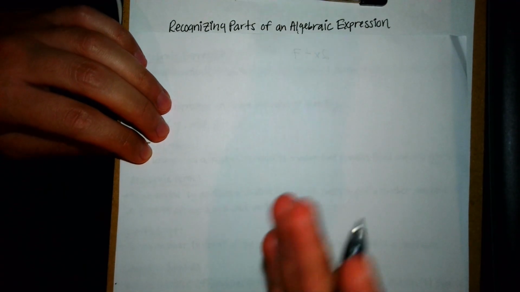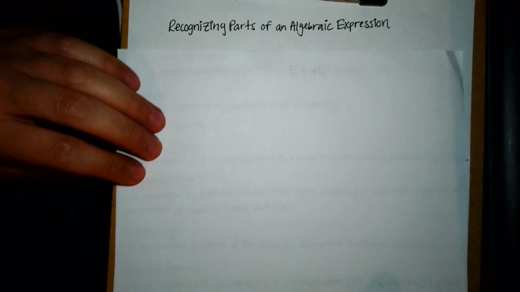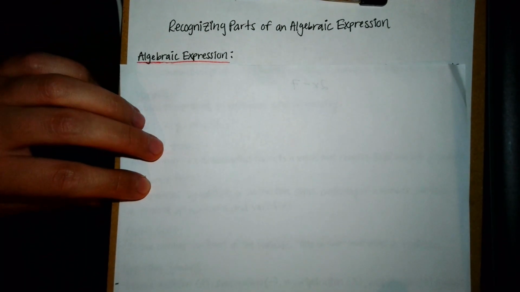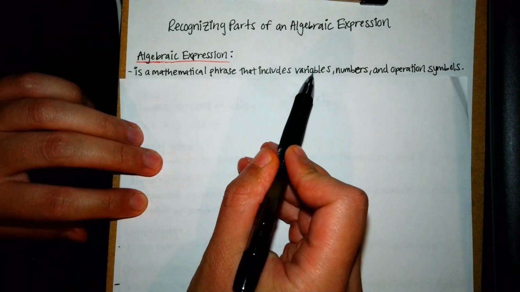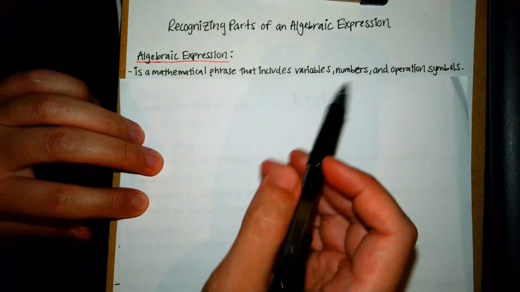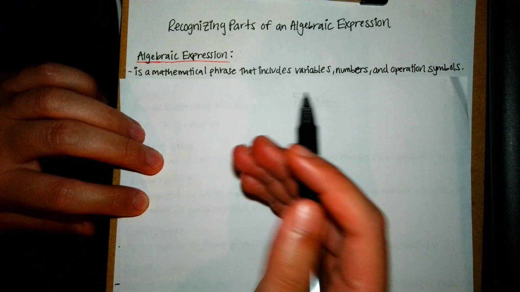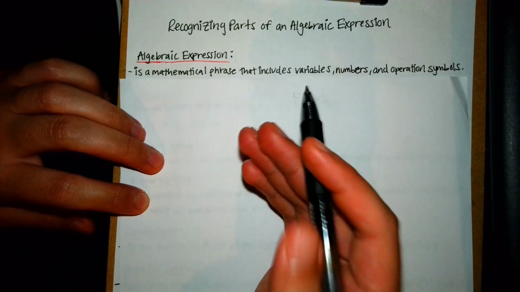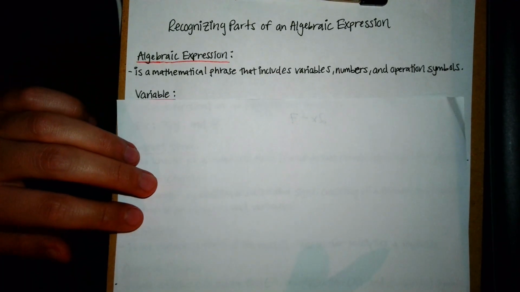Now, you may be wondering, what is an algebraic expression? And that's a very good question to ask yourself. Well, let's define what it is. An algebraic expression is a mathematical phrase that includes variables, numbers, and operation symbols. Now that we have defined what an algebraic expression is, let's break it down even further and define each of its parts. The first part is a variable.